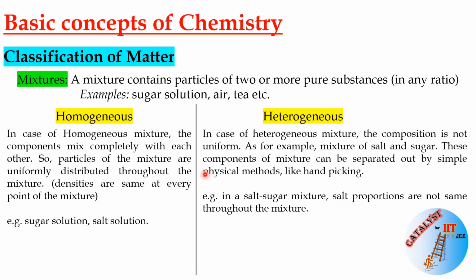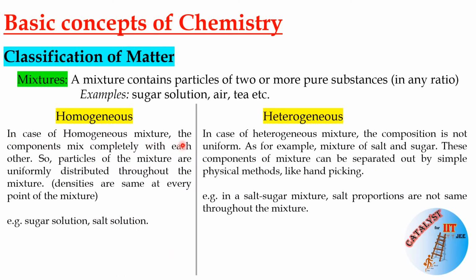Now in the case of mixtures, what is very interesting is that the mixture contains two or more pure substances. The ratio can be anything, like sugar solution, air, tea. In the case of sugar solution, you can add a little sugar or a lot of sugar, correct? So the ratio of sugar to water can be anything. It depends on you. Now there are two types of mixture, homogeneous mixture and heterogeneous mixture.